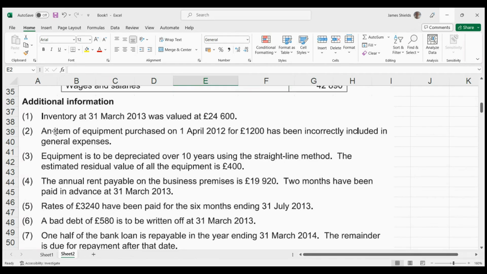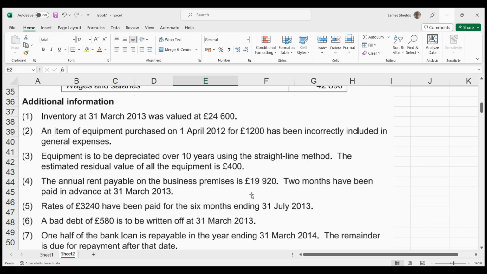Point 2, an item of equipment purchased on the 1st of April 2012 for £1,200 has incorrectly been included in general expenses. Right, we'll come back to that in a little while when we're doing the income statement and statement of financial position. Point 3, the equipment is to be depreciated over 10 years using the straight line method, and the estimated residual value of all the equipment is £400.